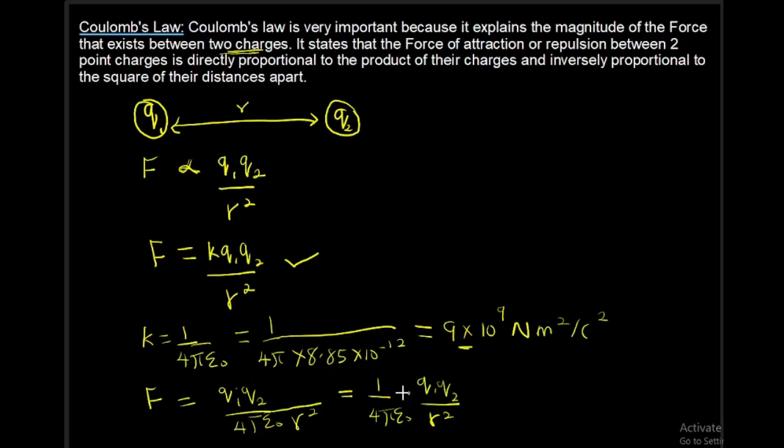Either like this or like this, but I prefer going with this whenever I want to solve a problem. I just say F equals K Q1 Q2 over R squared, and then I know that K is equal to this, and I solve. So we're going to look at a typical example of a question before we move ahead.